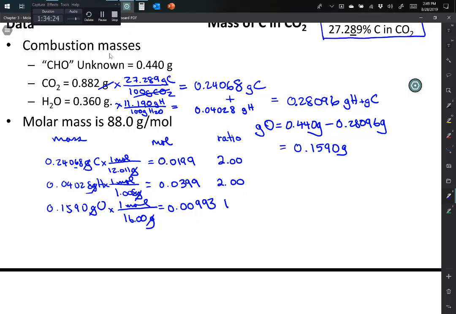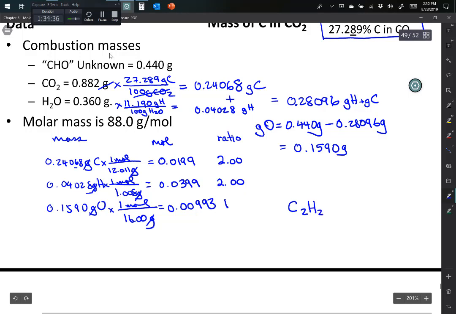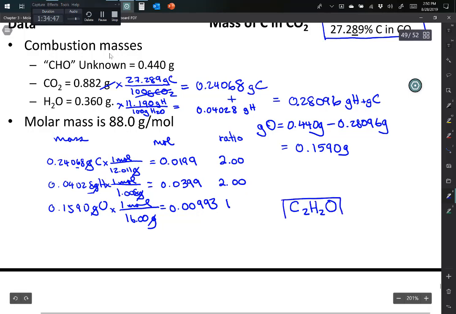Yeah. So what does the formula come out to be? Well, it's going to be C2H2O. So that's my empirical formula. By the way, you will for sure get something like this on a test.